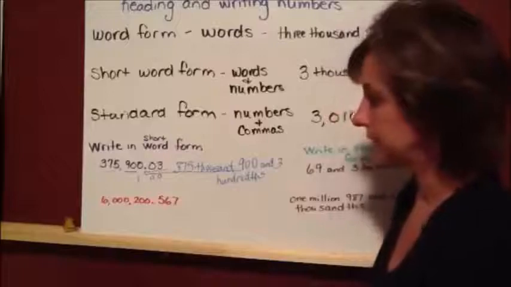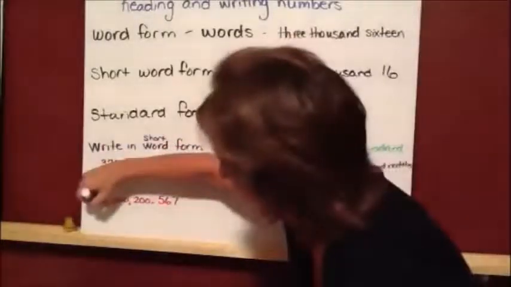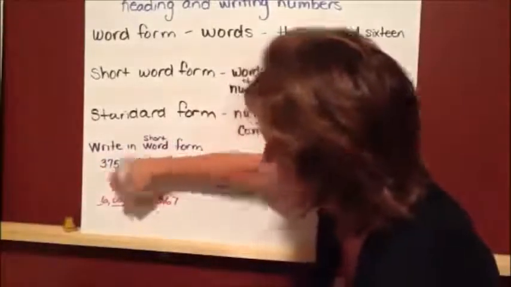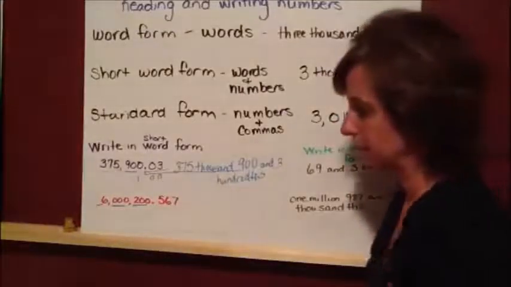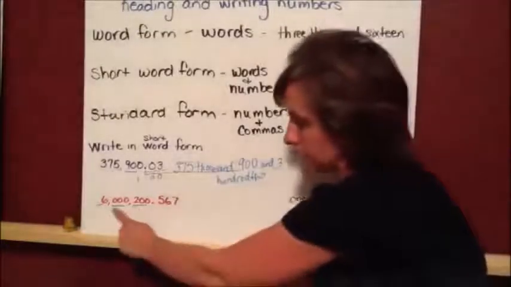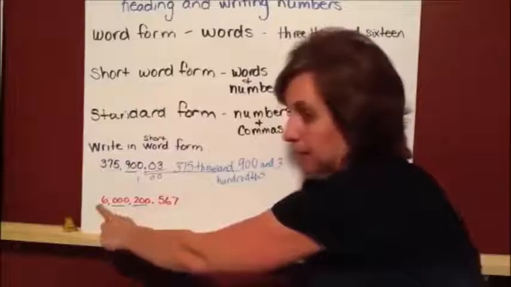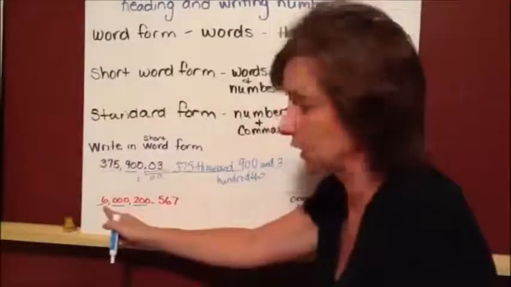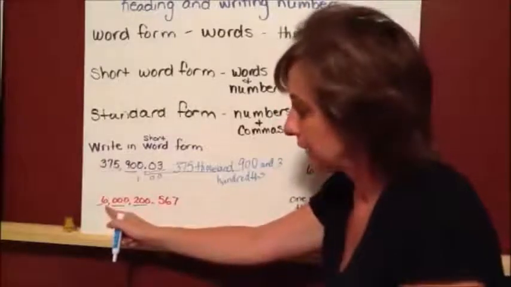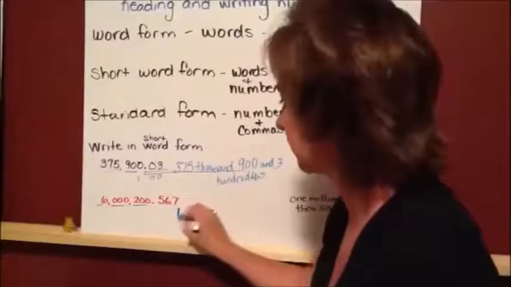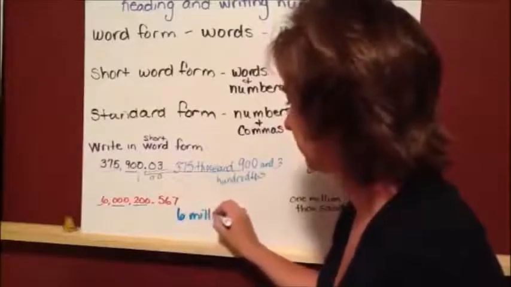Let's try it down here. This time I have 3 different periods. I have my ones period, my thousands, and my millions. So I'm going to write the digit I underlined and write the period it is in. So 6 million.